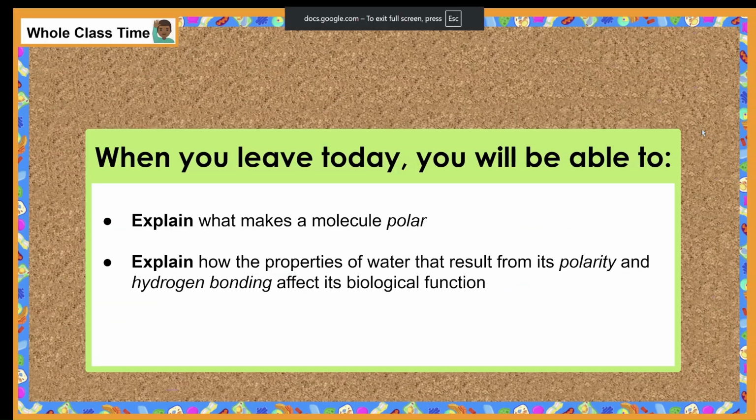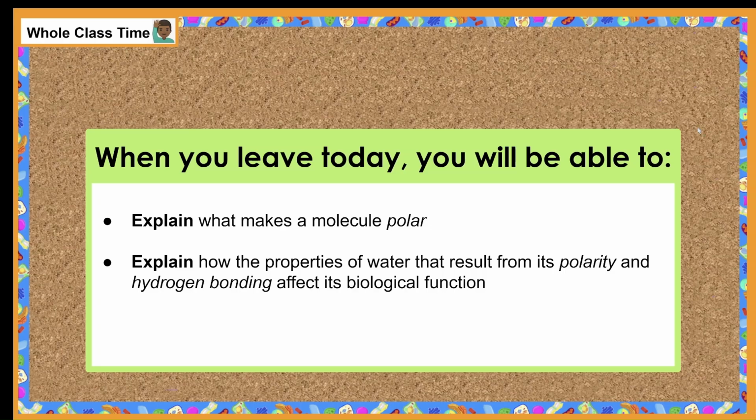So when you leave today, these are the things that I would like for you to be able to do. The first thing is I would like you to be able to explain what makes a molecule polar, specifically water, when we look at it later. But I would also like for you to explain how the properties of water that result from its polarity and hydrogen bonding affect biological function.